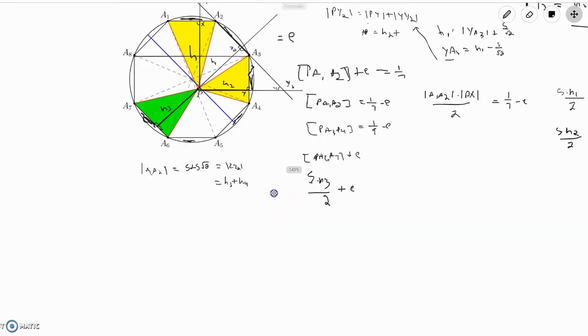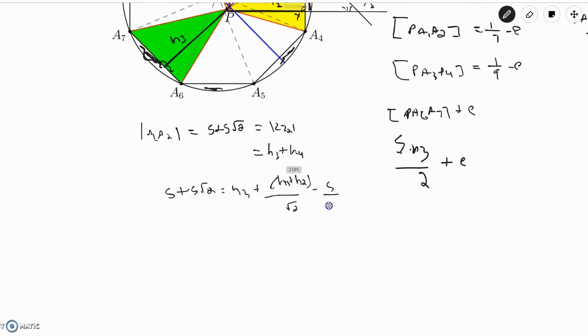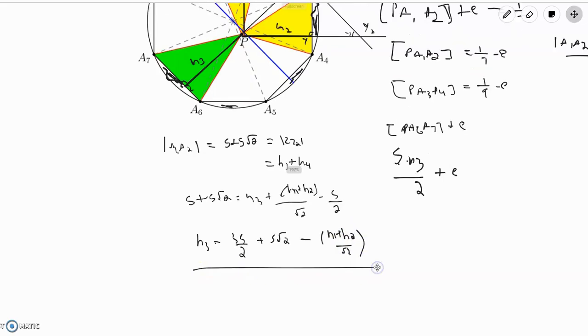Now going back, we have that h3 plus h4 equals s plus s square root of 2. So that means s plus s times the square root of 2 is equal to h3 plus h1 plus h2 over square root of 2 minus s over 2. So h3 is equal to 3s over 2 plus s times the square root of 2 minus h1 plus h2 over the square root of 2. So this is equal to h3.